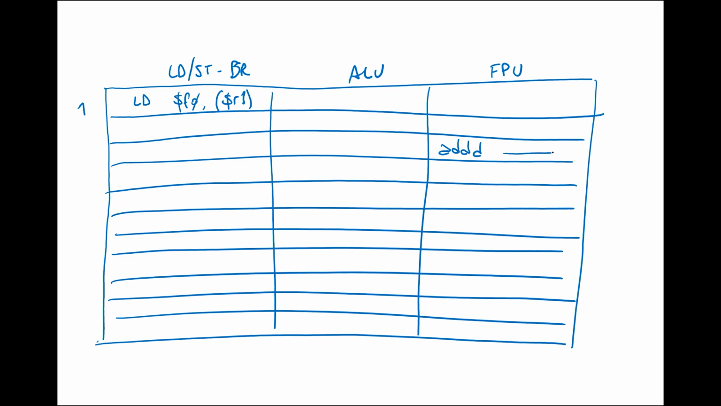Next, the store instruction, which again has a dependency from this add, because F4 is computed here and we need F4 to store it back. We need to know the latency of the add D, which is 3 cycles, because we are told that all the floating point operations take 3 cycles.